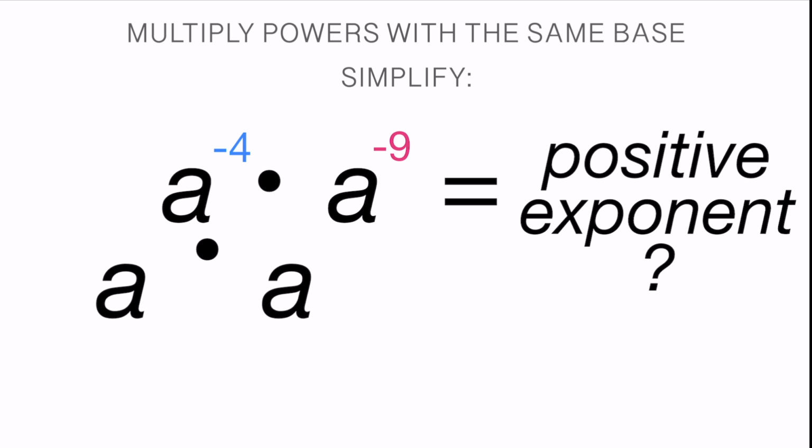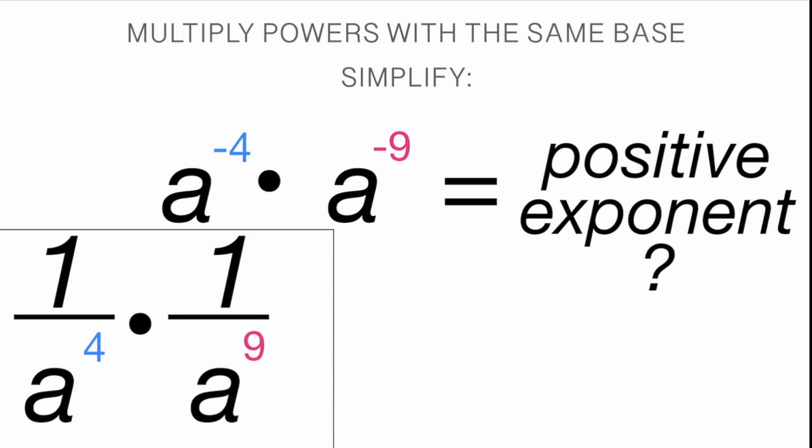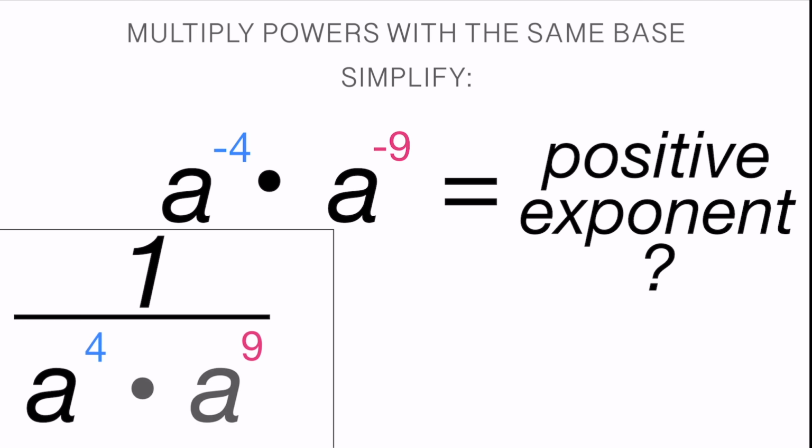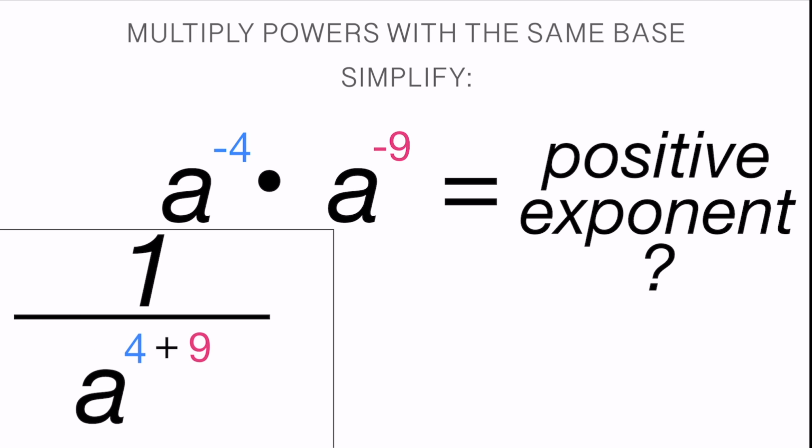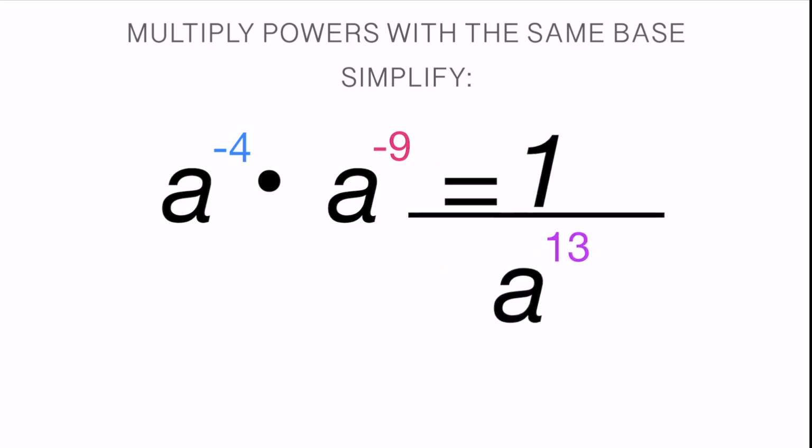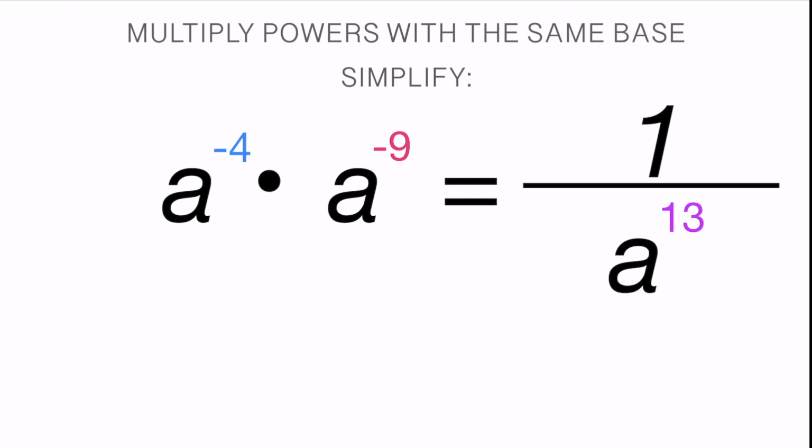Well, a to the negative 4th power is 1 over a to the 4th power, and a to the negative 9th power is 1 over a to the 9th power. Using what we know about multiplying fractions, we can multiply this fraction together. 1 times 1 is 1, and a to the 4th power times a to the 9th power is a to the 4 plus 9, which is a to the 13th power. So expressing the answer to this problem using a positive exponent would be 1 over a to the 13th power.